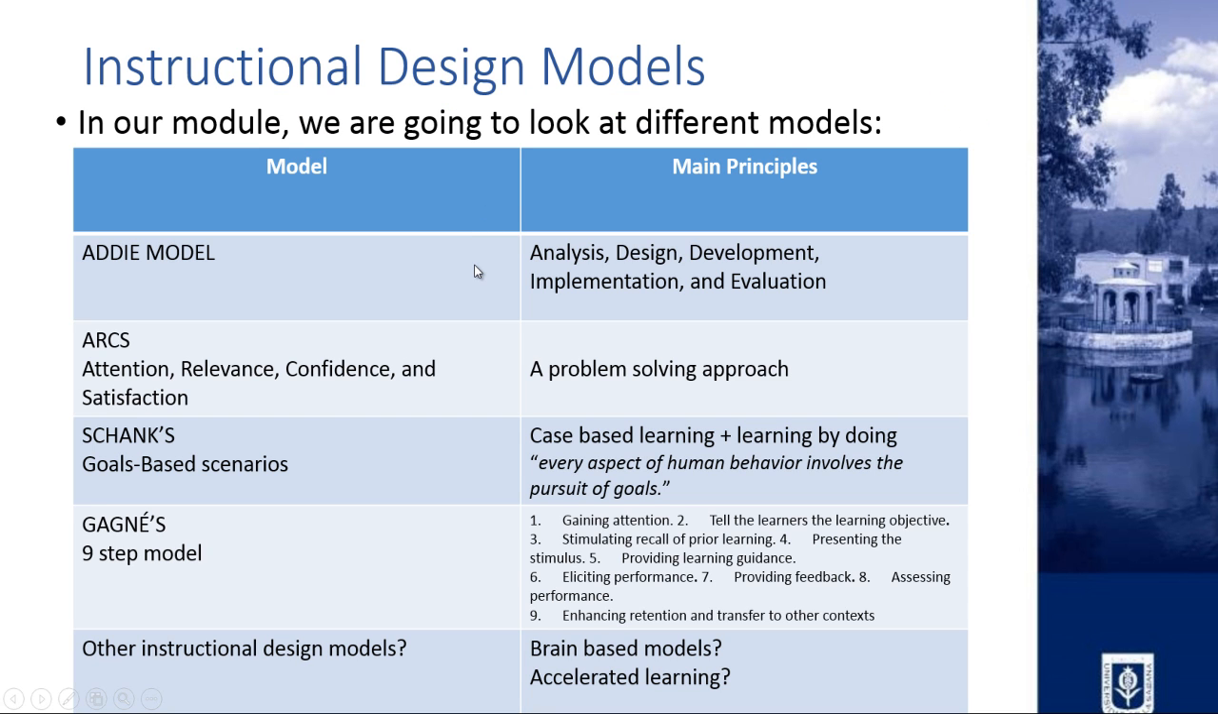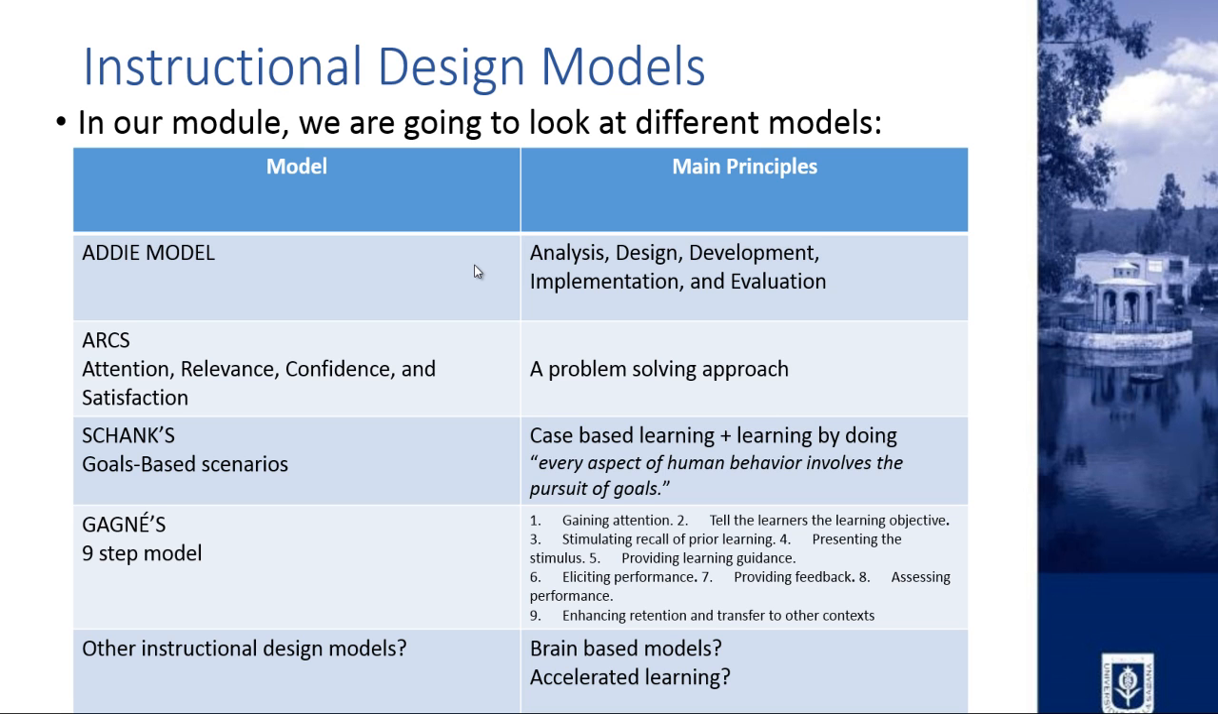So which are the models we're going to take a look at in this module? Well, we're going to look at 4 different models in the literature. However, I leave the room open for you to choose any other that is of your preference. So we're going to look at the ADDIE model, which is the most common model of instructional design. ADDIE stands for Analysis, Design, Development, Implementation, and Evaluation. These are 5 stages to the design of materials and instruction.